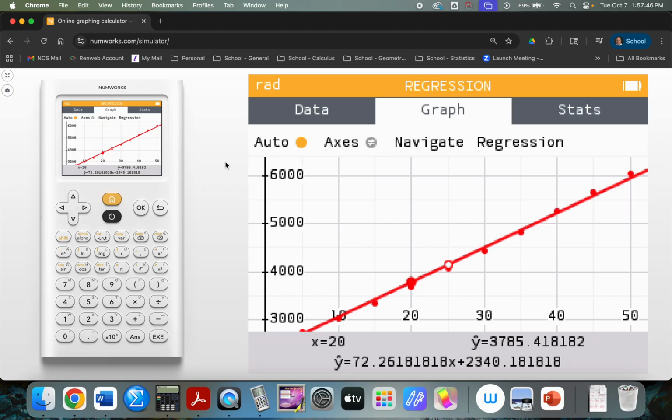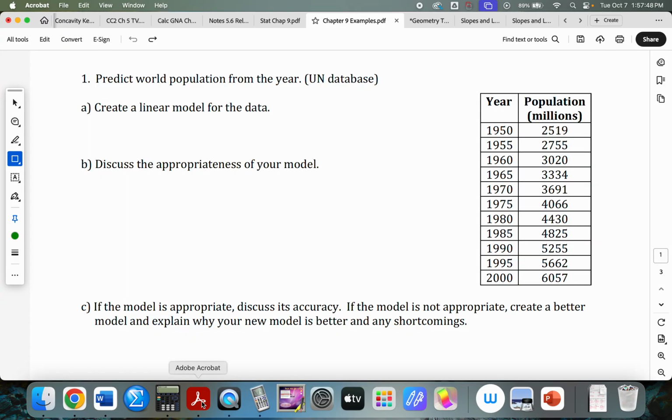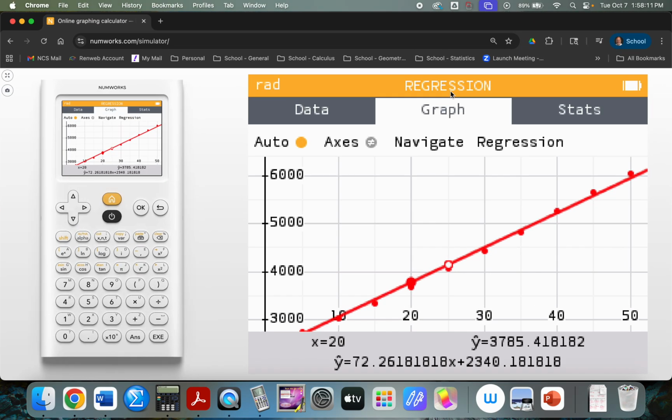All right. So we've got our model. And then it wants you to discuss the appropriateness of the model. And if all you do is look at the line of best fit and the scatter plot, you may think it's perfectly good, but you'd be wrong. Yeah, you always need to look at a residual plot.